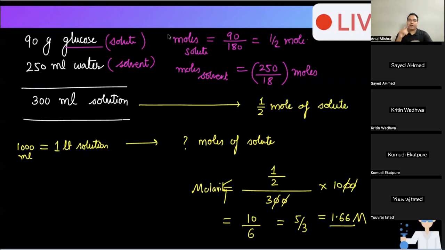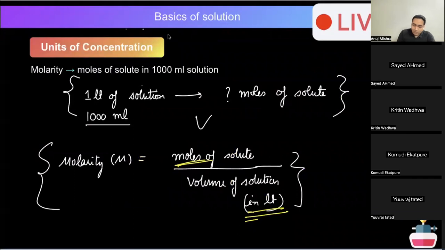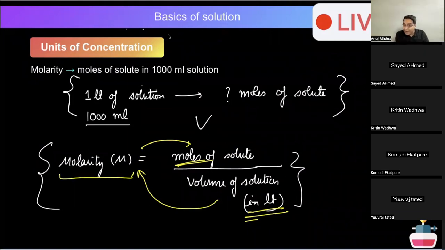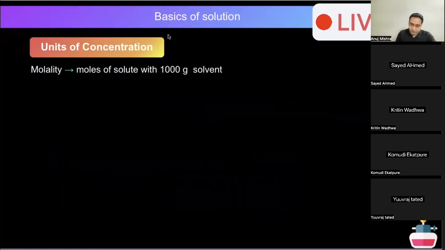Amazing. So what we have understood is that if you want to solve for the molarity of a solution, you can say moles of solute upon volume of solution in liter. Now think in another way. Can we say that if I multiply these two things, I can get moles of solute? If I multiply the molarity of a solution with the volume of solution in liter, I will get moles of solute. That's also fine.